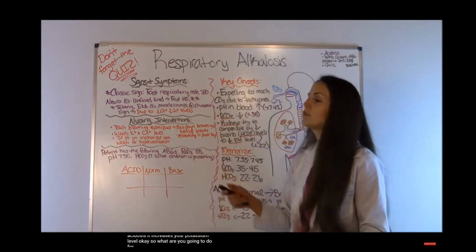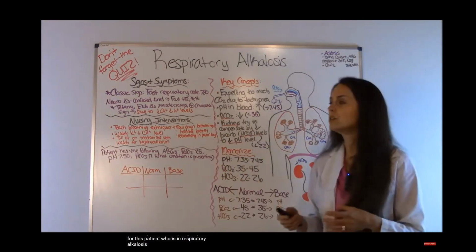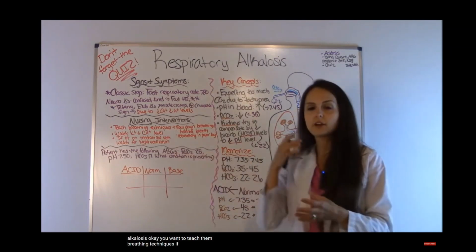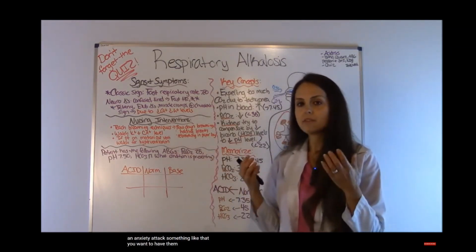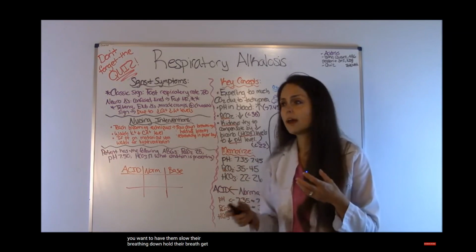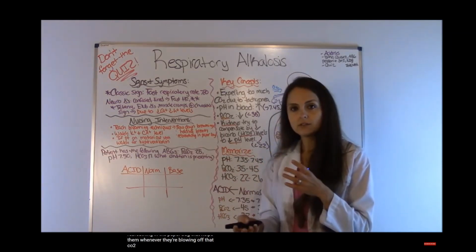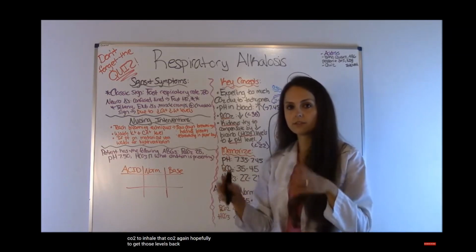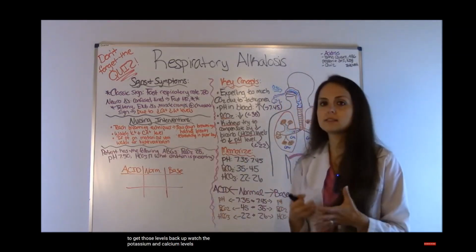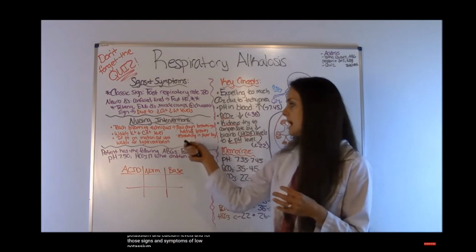Okay, so what are you going to do for this patient who is in respiratory alkalosis? You want to teach them breathing techniques. If they're having an anxiety attack, something like that, you want to have them slow their breathing down, hold their breath, get that breathing to slow down, or rebreathe in a paper bag. That helps them, whenever they're blowing off that CO2, to inhale that CO2 again, hopefully to get those levels back up. Watch the potassium and calcium levels, and for the signs and symptoms of low potassium and calcium levels.